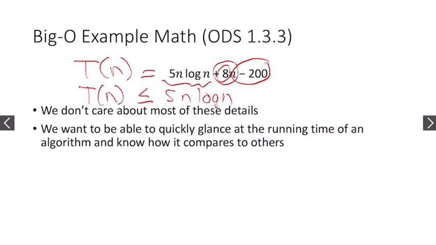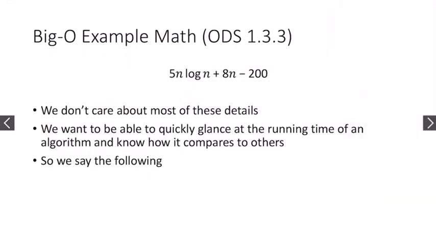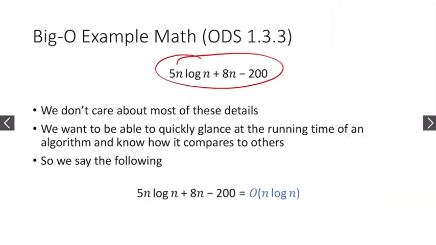And why do we do that? We want to be able to quickly glance at the running time of an algorithm and compare it to other algorithms. So instead of saying that the total running time is this, we're going to say that the total running time is big O of n log n. And it's really easy to see, okay, how does this compare to other algorithms we know? N log n, okay, so maybe that's some sort of binary recursion tree type of function that we're looking at.